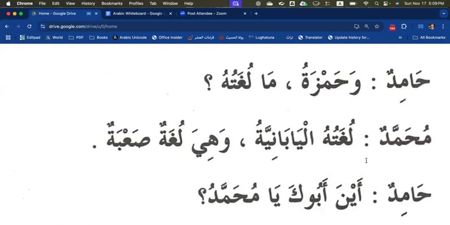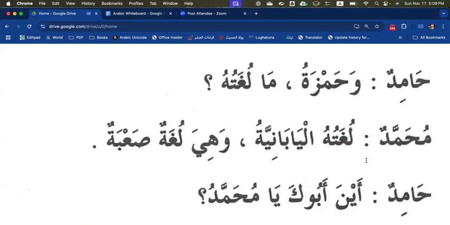Again, the sentence is لُغَتُهُ الْيَابَانِيَّةٌ. His language is Japanese. وَهِيَ لُغَةٌ صَعْبَةٌ. And it is a hard language. Okay, you just learned something called nisba. And I didn't even have to teach you, Mevish. You just figured it out on your own. So, Japan. And it says Yabaniya, but you knew automatically that meant Japanese. How did you know that?